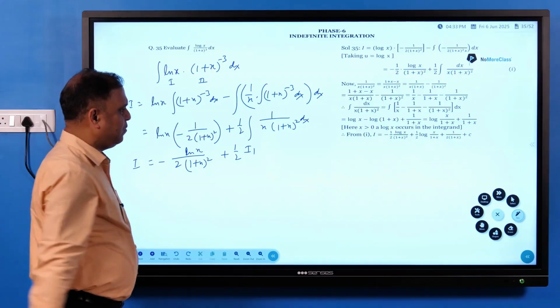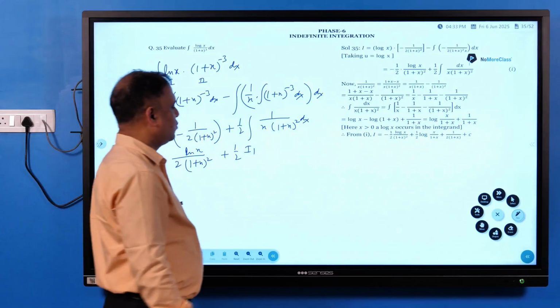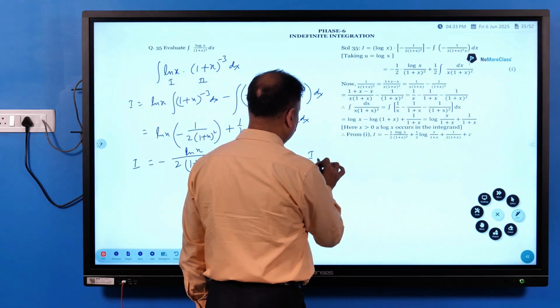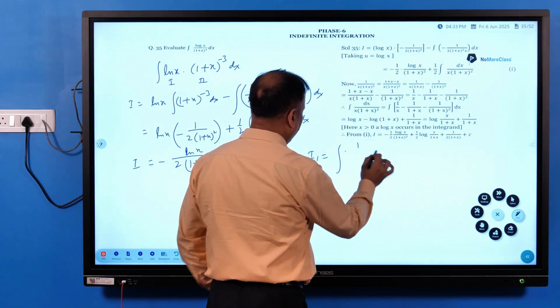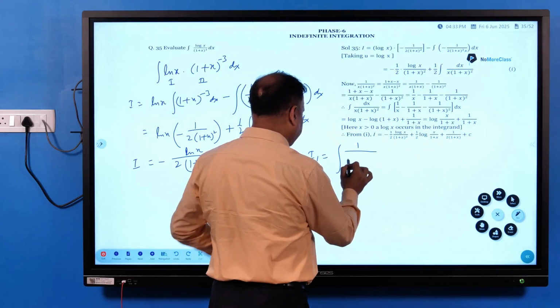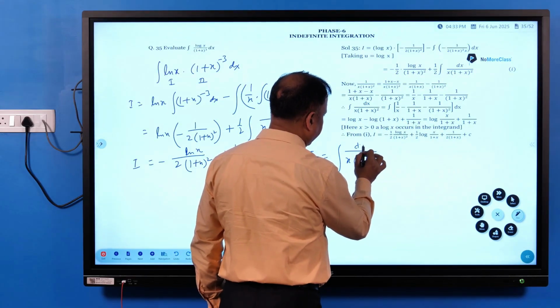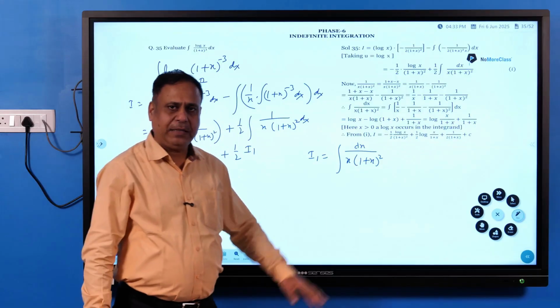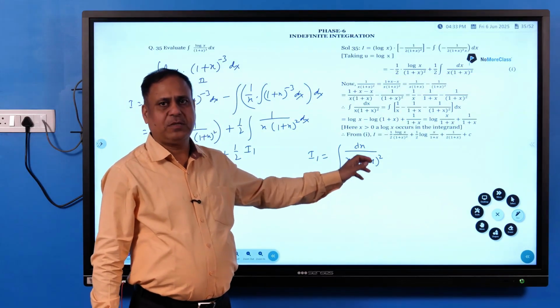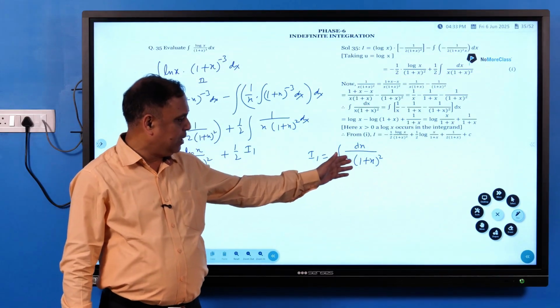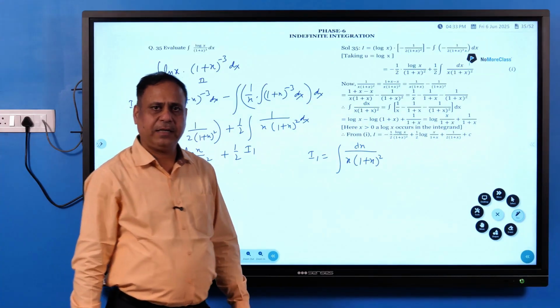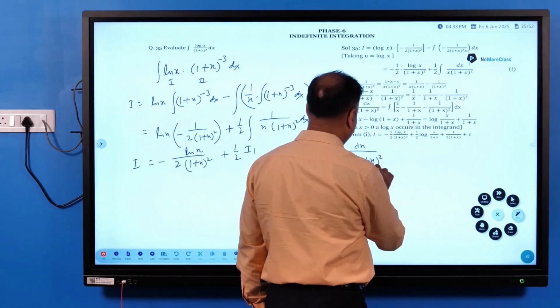So this I1 we will calculate separately. So I1 is how much? I1 is equal to integral of 1 upon x into 1 plus x whole square dx. So by this time, you must know how to simplify this type of questions. Both are linear factors, it is repeated linear factors. So earlier also we have done a similar problem.